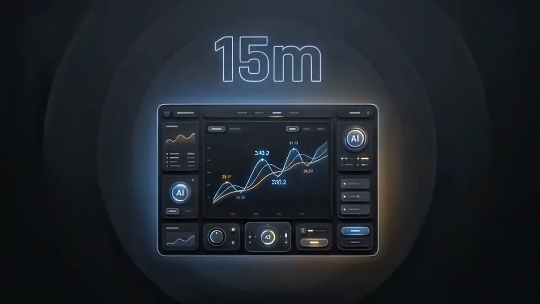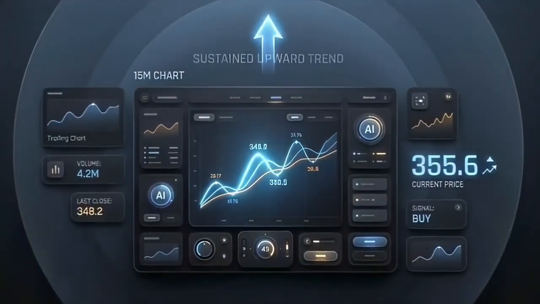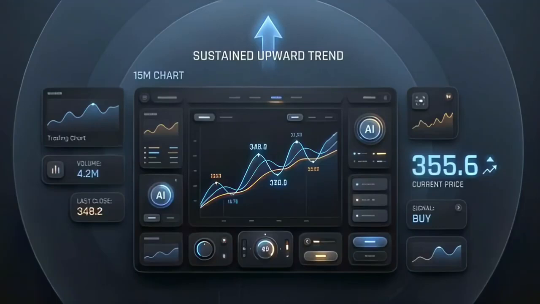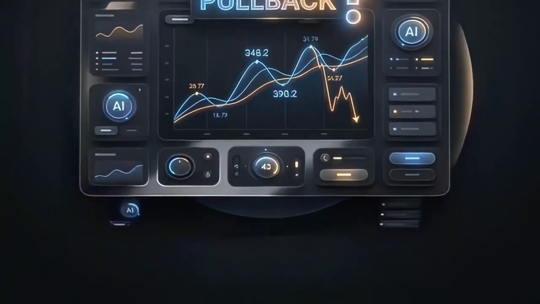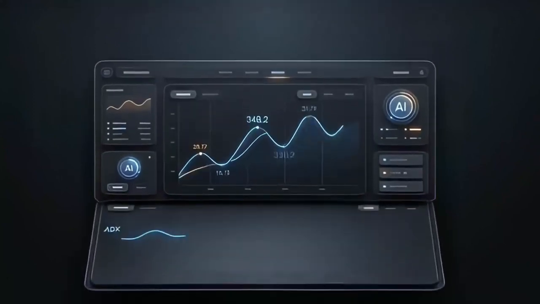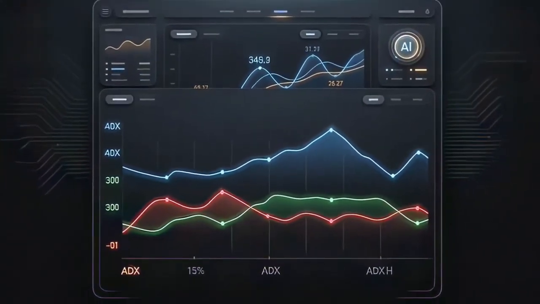Now the chart where a strong reading can point you straight into a losing trade. The 15-minute chart. The problem changes. The trend here is real. What hurts you is a pullback inside it that looks exactly like a reversal, and the index alone cannot tell those apart because it does not know direction. You need the two lines underneath it.